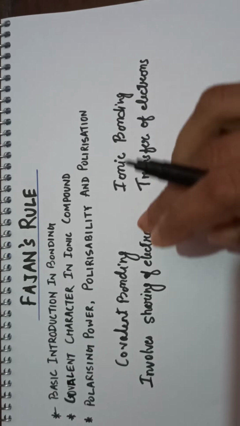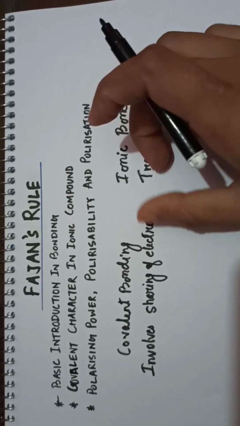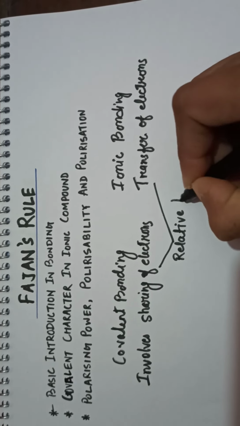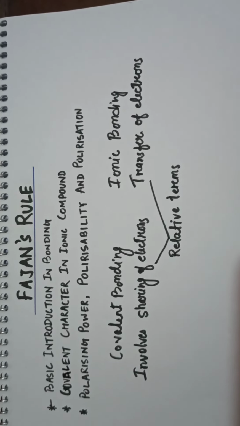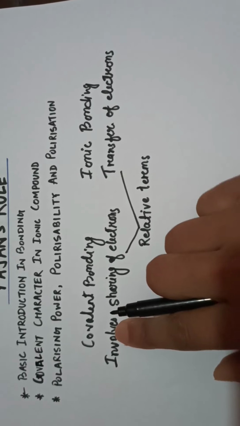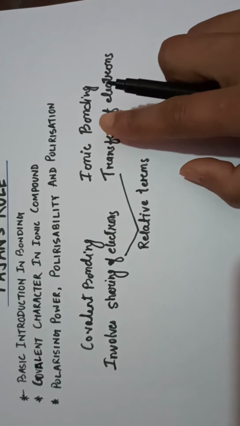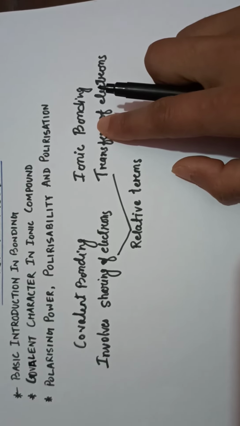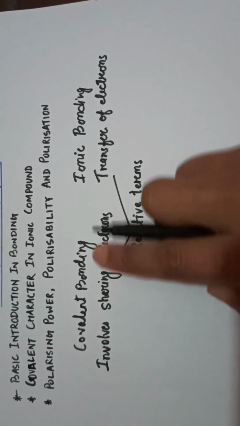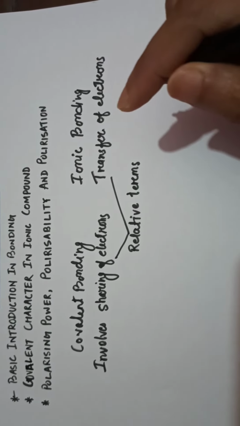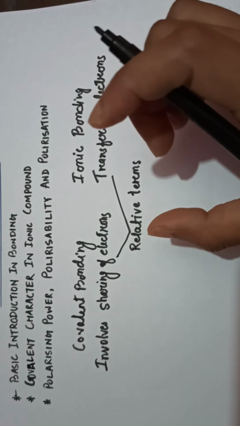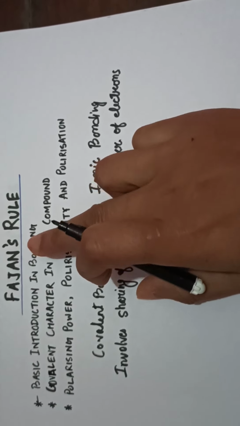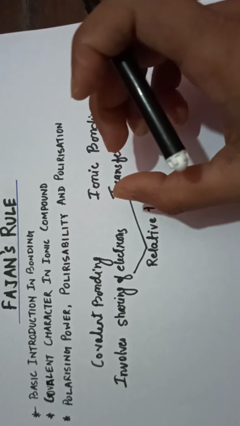Whether it is ionic bond or covalent bond, these two terms are actually relative. Why am I saying this? Because we will not find any compound which is purely covalent, and we will not find any compound which is purely ionic. So that means there is a presence of certain covalent characteristics in ionic compounds or vice versa, right? So this rule, Fajan's rule, will help us to predict the covalent character present in an ionic compound.